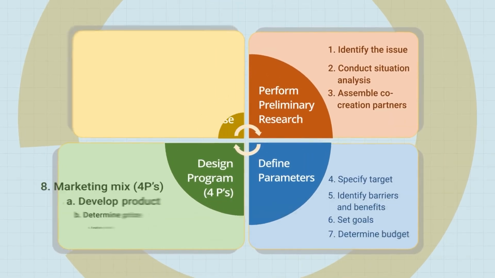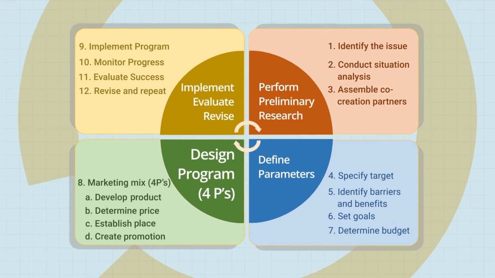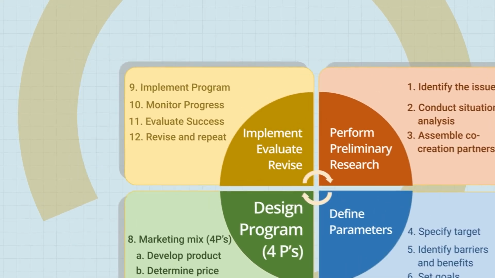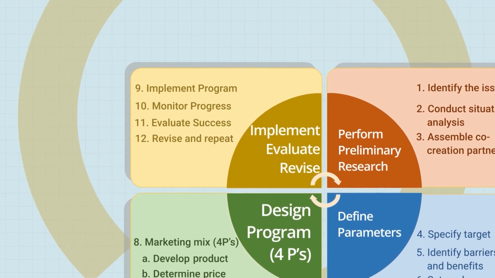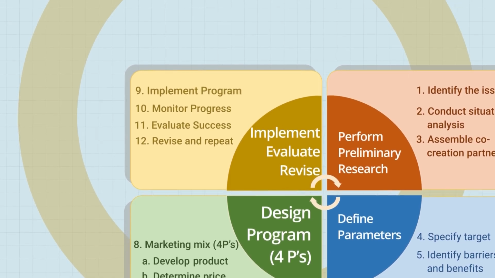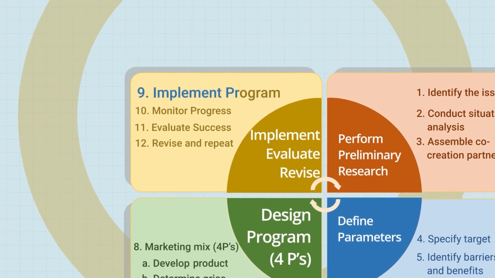We've been following a 12-step process to develop a social marketing campaign, and today we're kicking off stage 4, where we talk about implementing and evaluating your program. In this video, we're covering step 9, implementation.